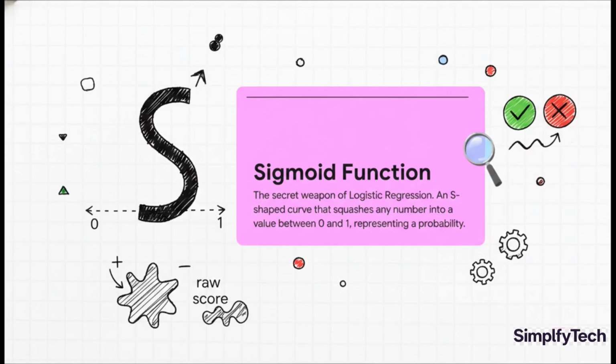And believe it or not, there's a beautiful piece of math that acts just like our bouncer's brain. It's called the sigmoid function. This is the secret weapon. It's this elegant S-shaped curve that takes any number, I don't care how high or how low, and it squashes it perfectly onto a scale between 0 and 1. A big positive score, it gets really close to 1. A big negative score, it gets really close to 0. It's the perfect translator for our yes-no problem.